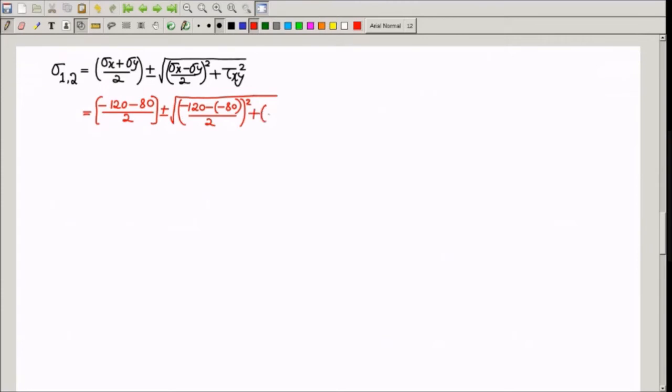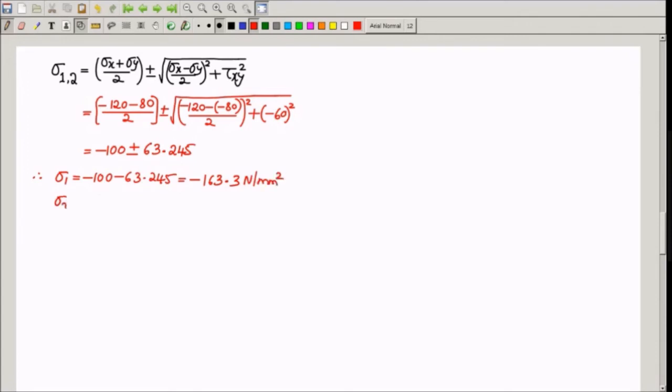Tau xy is minus 60 whole square. So this you have to calculate: minus 100 plus or minus, here comes out to be 63.245. So now we can find out sigma 1. Sigma 1 is minus 100 minus 63.245, so it comes out to be minus 163.3 Newton per mm square.